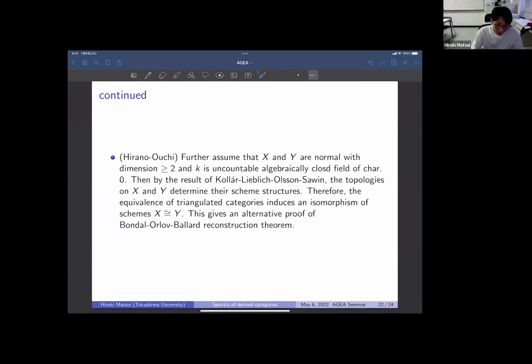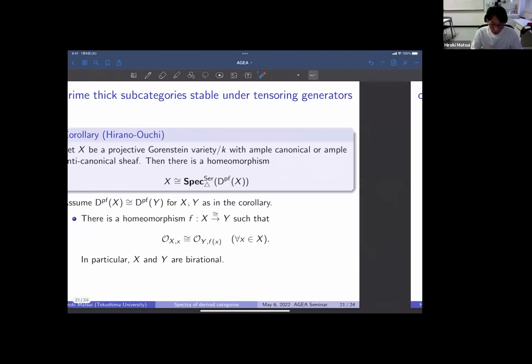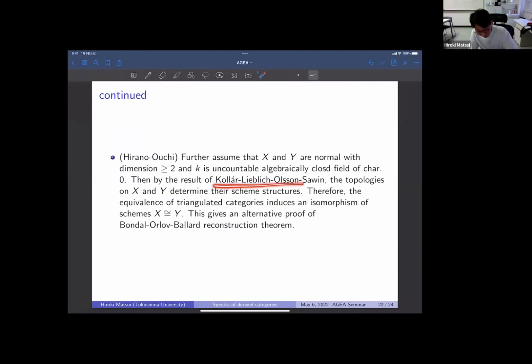So together with this observation and their result, we can reconstruct a scheme structure on X from the derived category. And this gives an alternative proof of the Bondal-Orlov reconstruction theorem. The proof is completely different, but we have the same result by using their result.